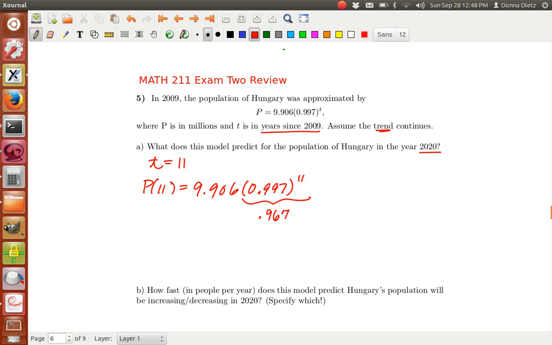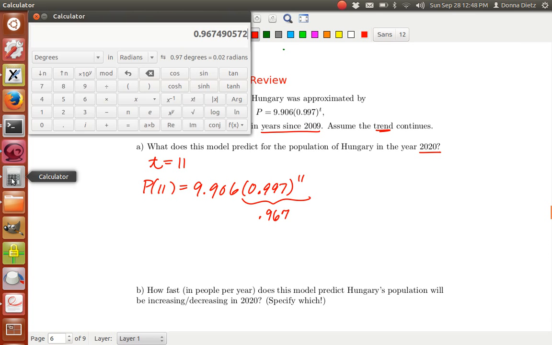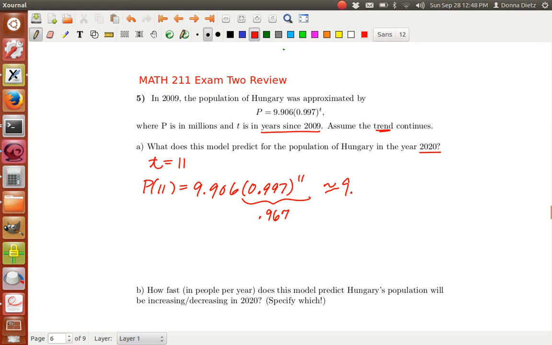This is saying that the population is going to lose a fraction of a percent every year. So let's see, over the course of 11 years, we're going to lose about 3.5%, is what this is saying. So now, times 9.906 is going to give us 9.584, and this is in millions.